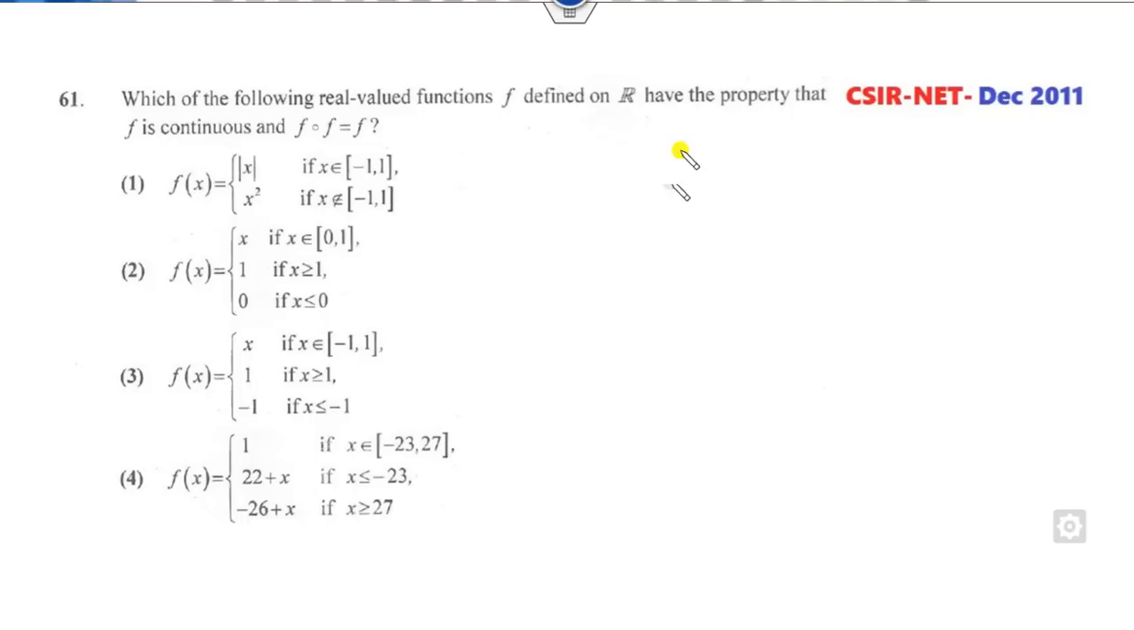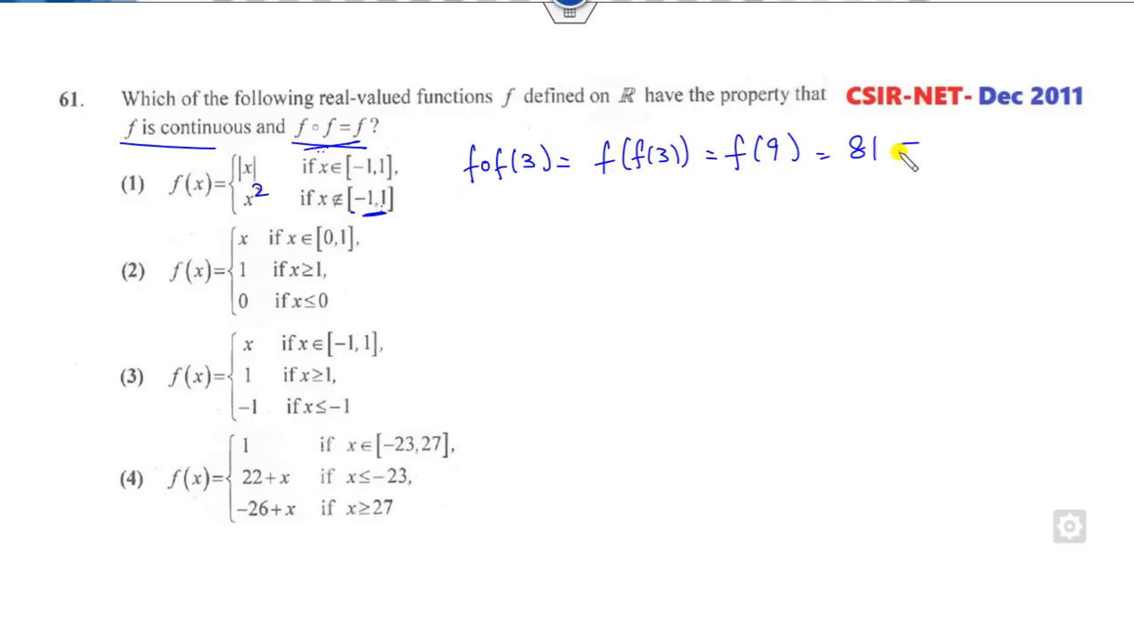Okay, which of the following properties is defined as f is continuous and f circle f is f? Firstly, you can check the continuity and the f circle f. Clearly this is non-linear, so this property does not hold. Why? If I consider any point from here, say f of 3, what is f of 3? 9. 9 again lies in here. So 9 squared is 81, which is not equal to f of 3 as per here. So this option is cancelled.